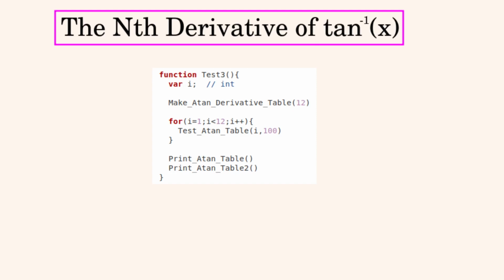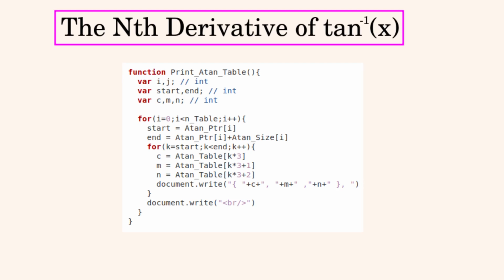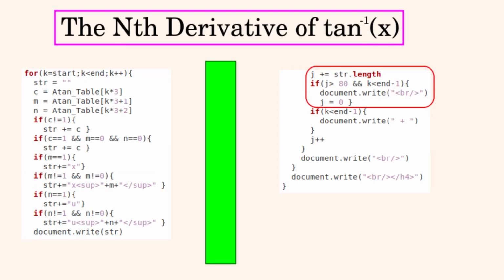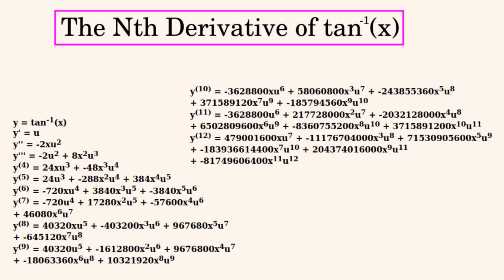And in this function we'll make the table and test every derivative in it. And here we'll print out all the values of all of the numbers in the table array. And in this function we'll print out the table as algebra. It's nearly the same as the inverse cosine printing function, only we're writing inverse tangent at the beginning. And this is where we'll print it out using the rules of algebra. We'll use this code circled in red to put a new line in the expression if it gets too long. And this is the table written out as algebra.